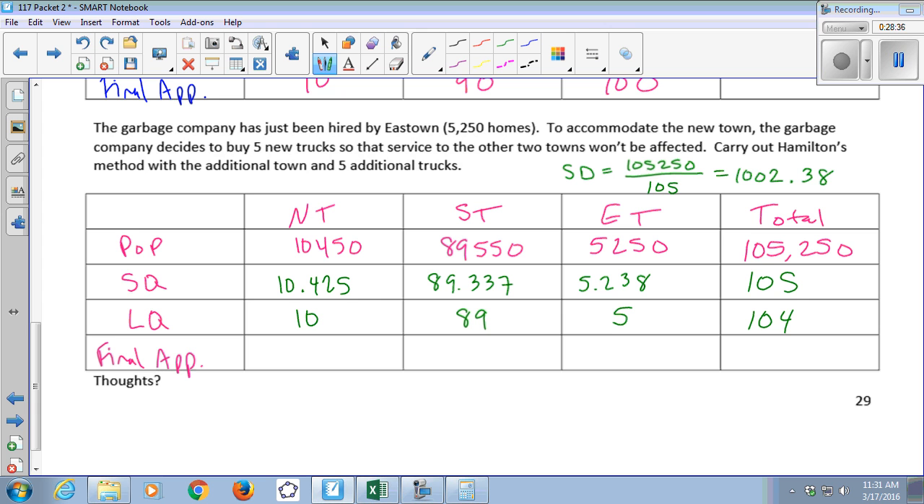Which town should I send it to? Northtown. So Northtown now gets 11 trucks. Southtown gets 89. And Easttown gets 5. Which is what we originally planned, to send 5 to Easttown, right? That we bought 5 new trucks to cover Easttown.